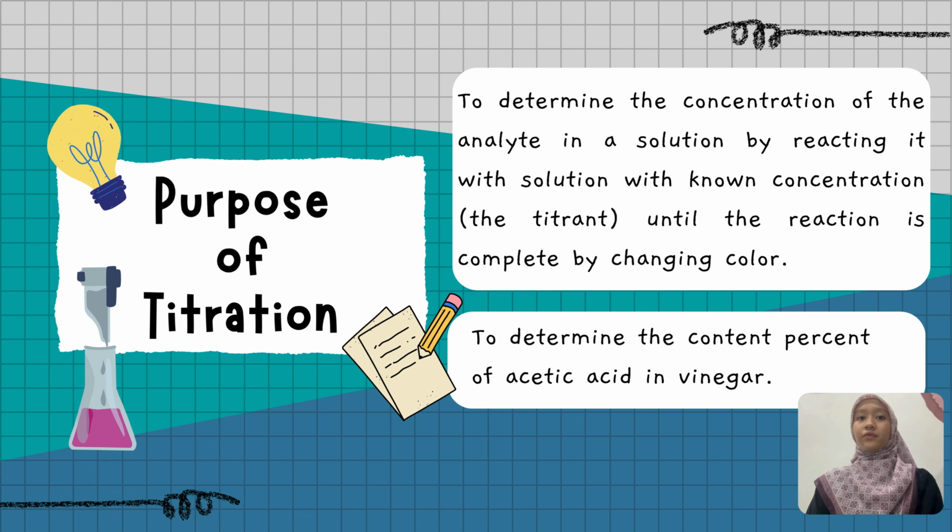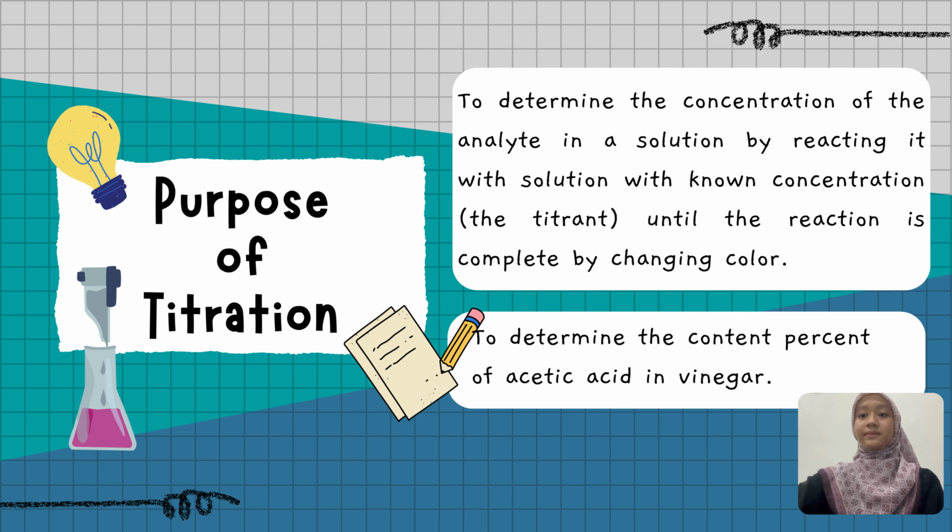Next, the purpose of titration. In general, the purpose of titration is to determine the concentration of the analyte in a solution by reacting it with a solution of known concentration, the titrant, until the reaction is complete, shown by a color change. Specifically, it is to determine the content percentage of acetic acid in vinegar.